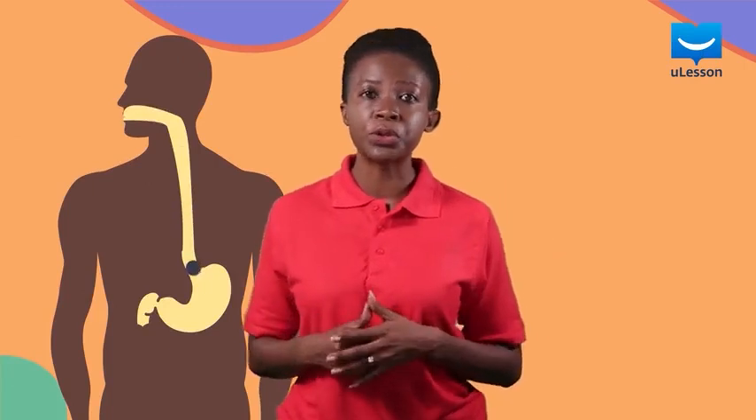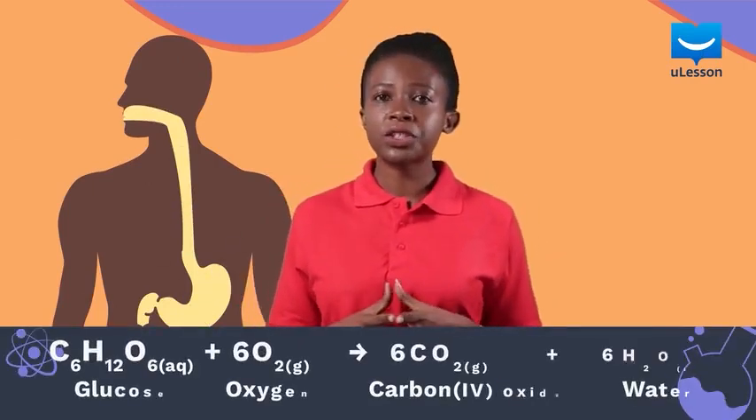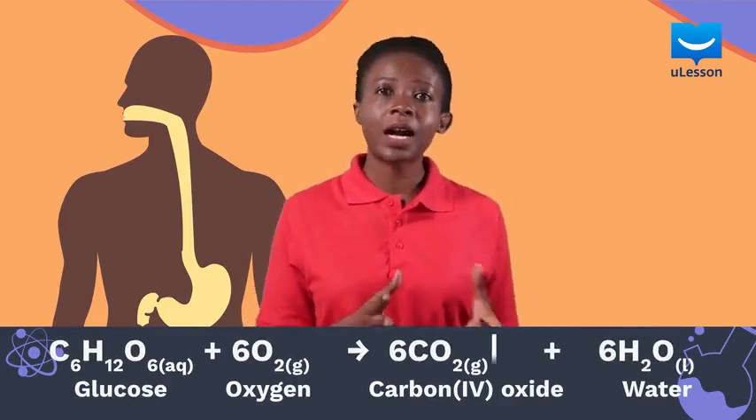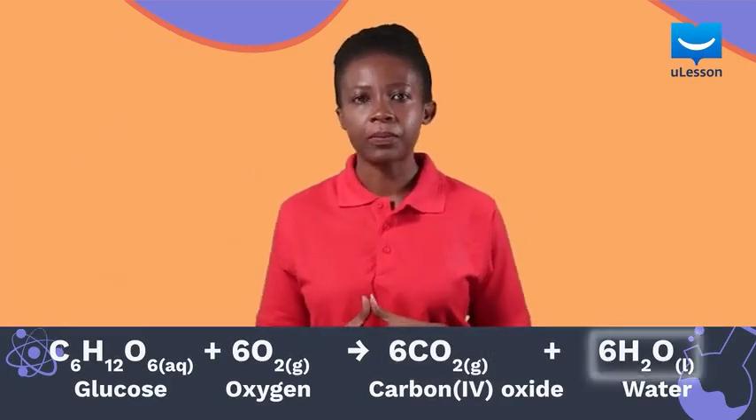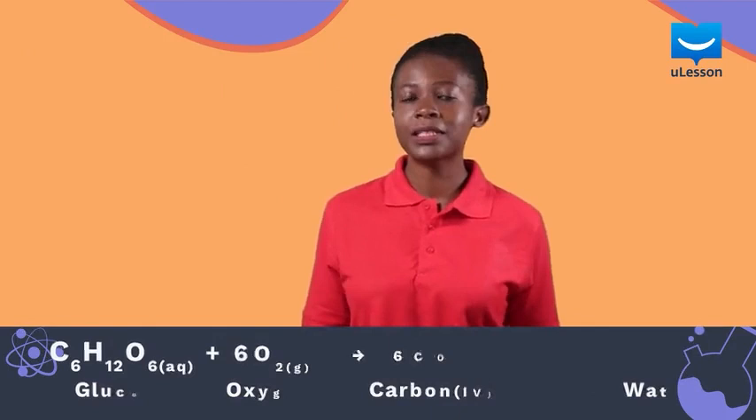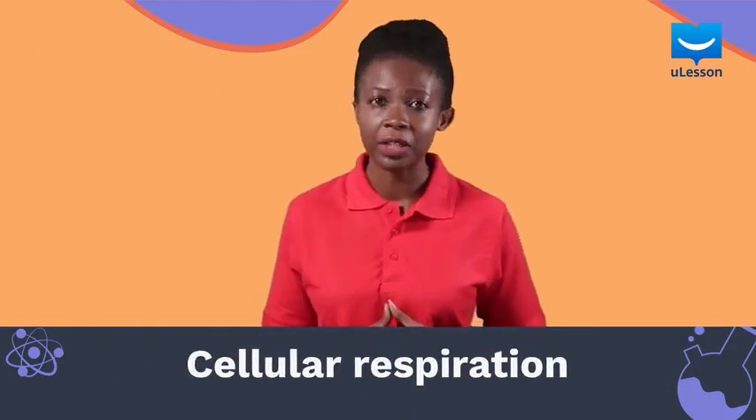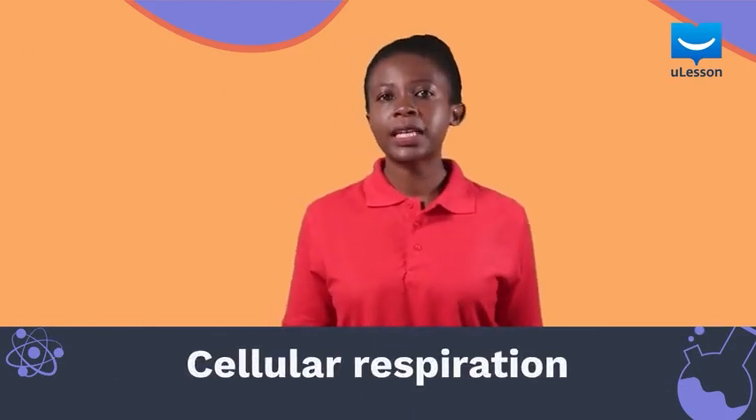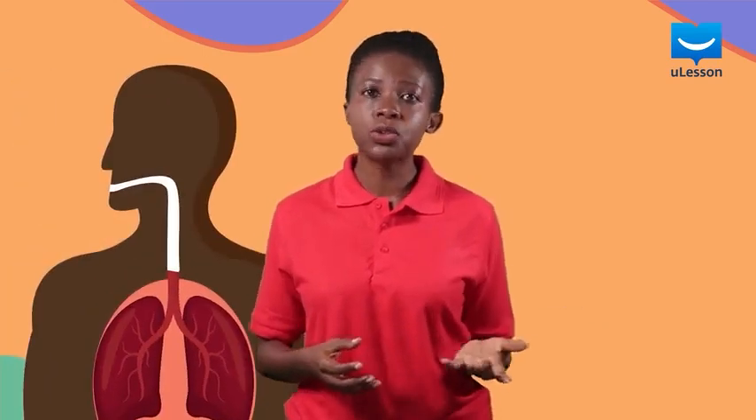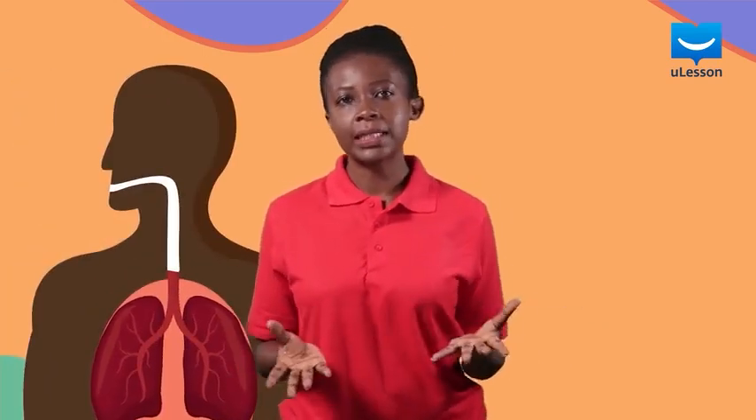Our body breaks down a lot of this food to give us glucose, and the cells in our body combine this glucose with the oxygen that we breathe in to give carbon dioxide and water. And all of this is done in a process known as cellular respiration. This carbon dioxide produced by our cells is carried by our blood vessels to our lungs, where it is released.